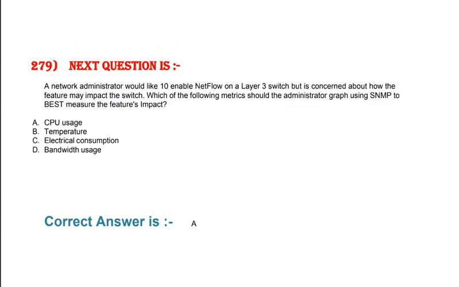Question is, a network administrator would like to enable NetFlow on a layer 3 switch but is concerned about how the feature may impact the switch. Which of the following metrics should the administrator graph using SNMP to best measure the feature's impact? Option A, CPU usage. Option B, temperature. Option C, electrical consumption. Option D, bandwidth usage. Correct answer is option A.